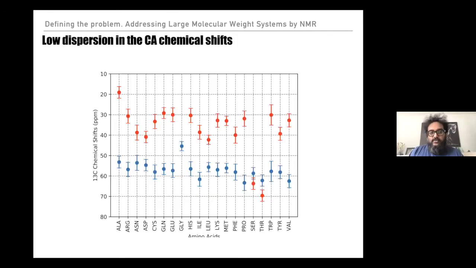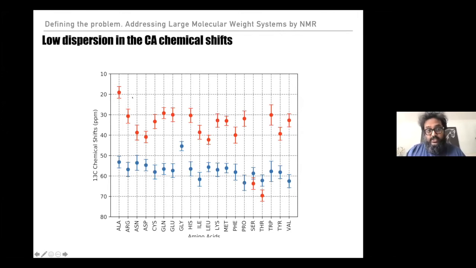But the problem in using just the HNCA alone as the experiment to do the sequential assignments is the degeneracy in the C alpha chemical shifts. So here I plot the C alpha chemical shift from the BMRB database as a function of different amino acids. And you can see that for most of the amino acids, the C alpha is centered around 55, with the exception of glycines and some prolines that are slightly downshifted.